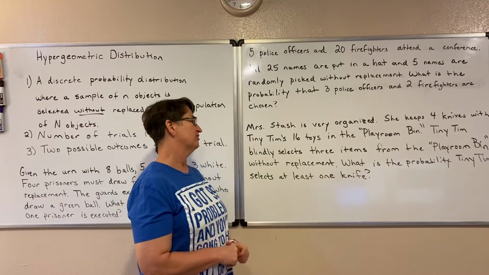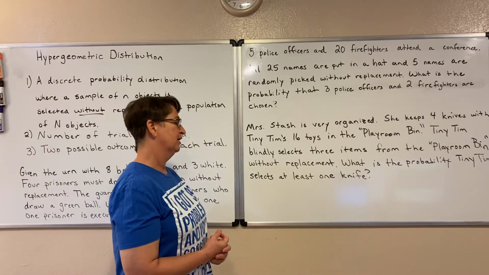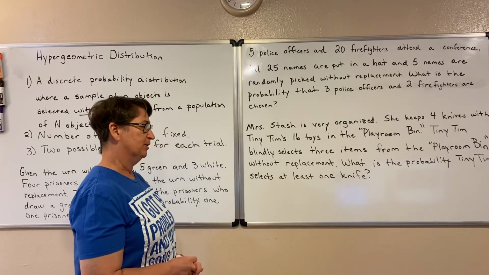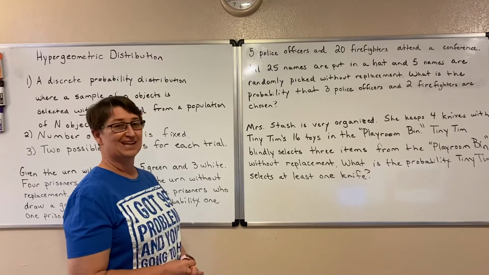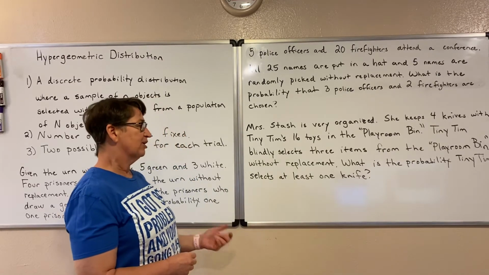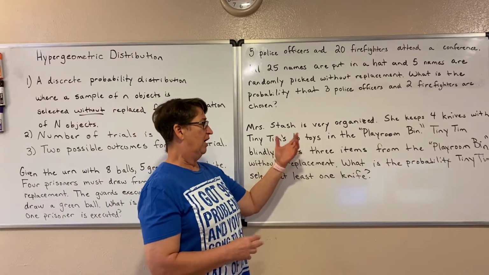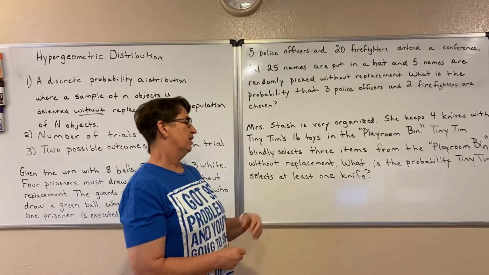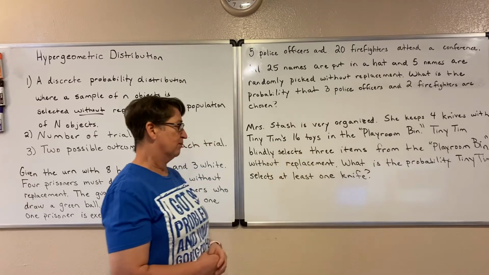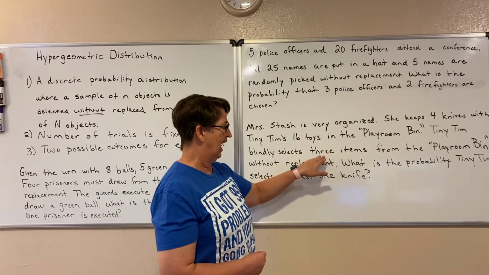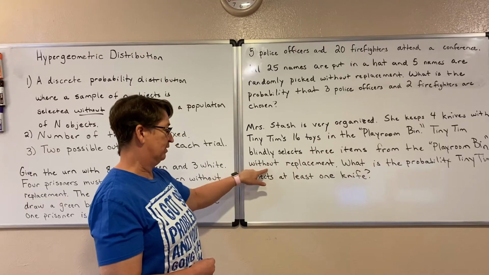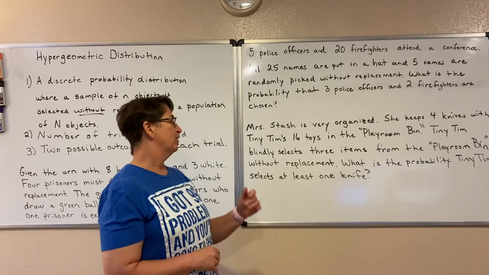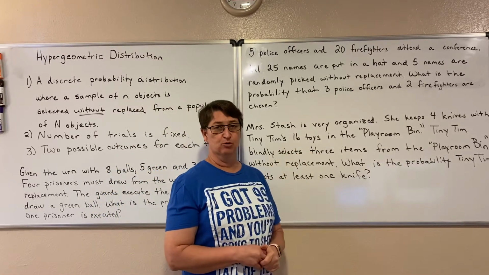Our last example. Miss Stash is very organized. She keeps 4 knives with Tiny Tim's 16 toys in the playroom bin. Tiny Tim blindly selects 3 items from the playroom bin without replacement. What's the probability Tiny Tim selects at least 1 knife? So here again, we have a population of items in the playroom bin, and we're going to select a sample from there. We have a fixed number of trials. We're going to select 3 items out, and it is without replacement. And then we have 2 groups, success and failure. We have our toys and our knives that we are going to pull out of the bin.